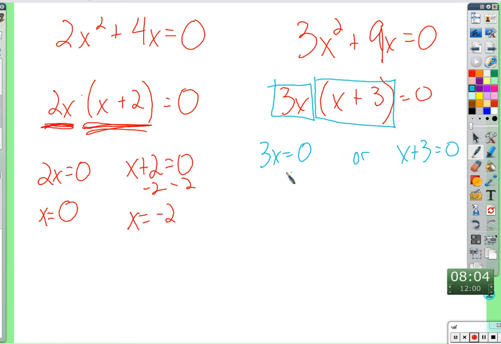Okay. So if this one's equal to 0, then what's the solution? X is what? Anybody saying anything? What is x? 0. Divide by 3 on both sides, x is 0. Subtract 3 on both sides, x is equal to negative 3.